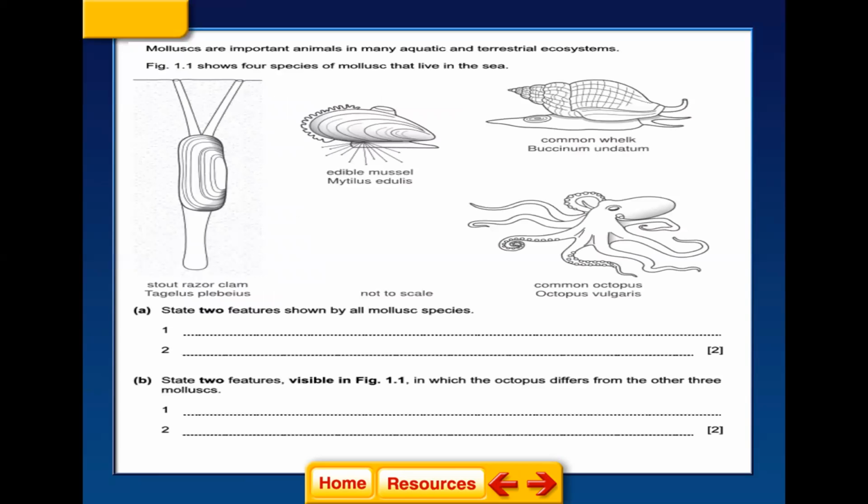Now let's move to another kind of questions. Mollusks are important animals in many aquatic and terrestrial ecosystems. All of these animals are mollusks, have features in common, and have features as difference. Question A says, state 2 features shown by all mollusk species. Shown, something you can see in the figures.